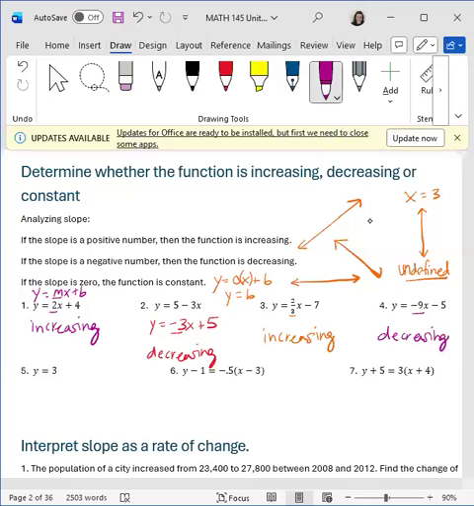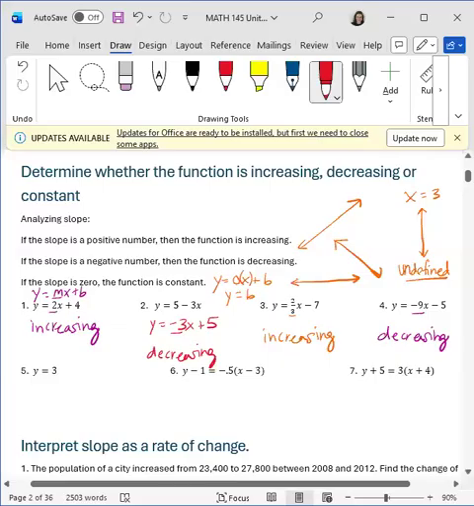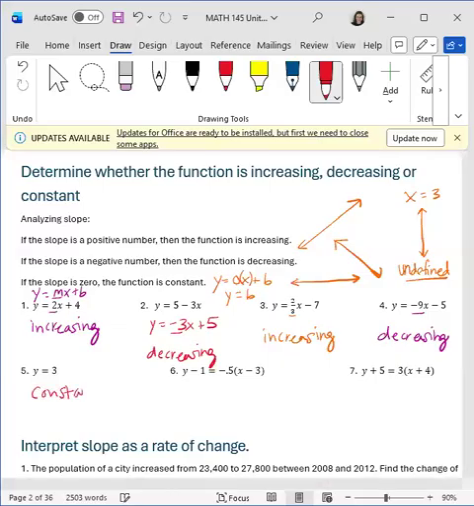This next example, y equals 3. Notice it's just y equals a number. So this is going to be that constant scenario, since the slope would have to be 0 in order to get rid of that x variable.